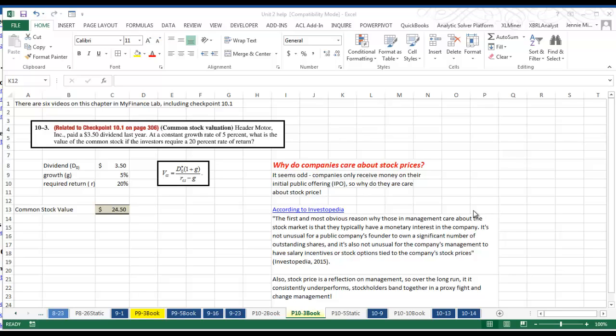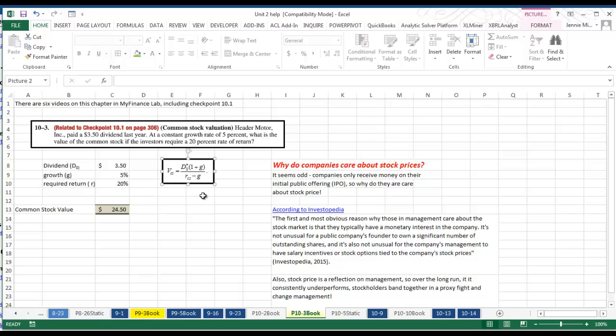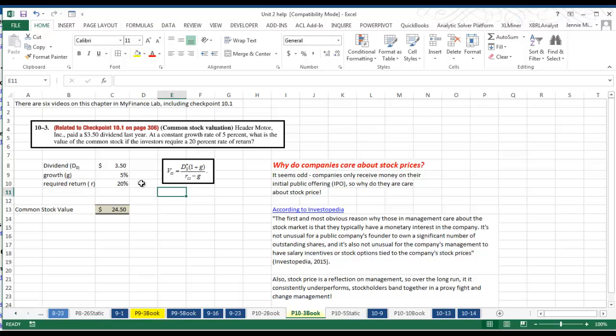We're looking at problem 10.3, and essentially what we're calculating here is the common stock valuation. I've got the formula listed right here. Half the time is figuring out which formula applies. And so this is the valuation of common stock. You see the little CS down there. Dividends at zero, and then our G is the growth, and the R is the required return.